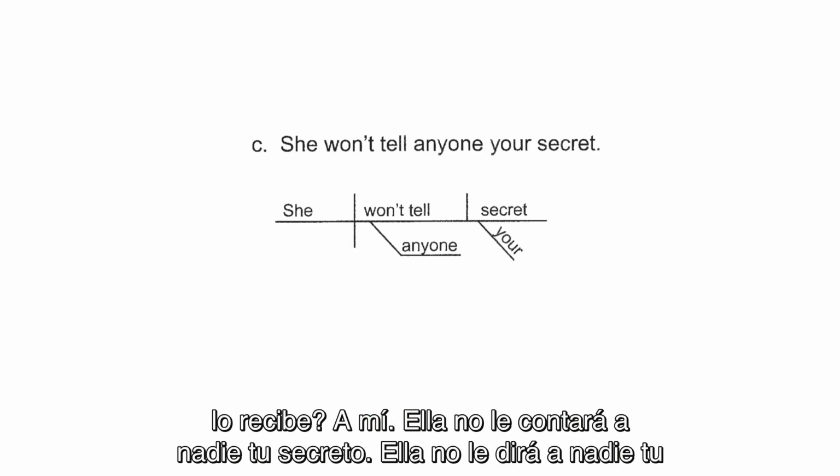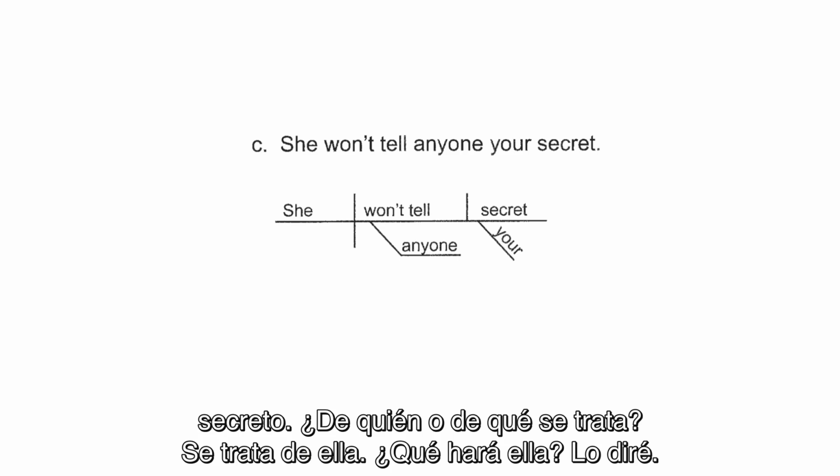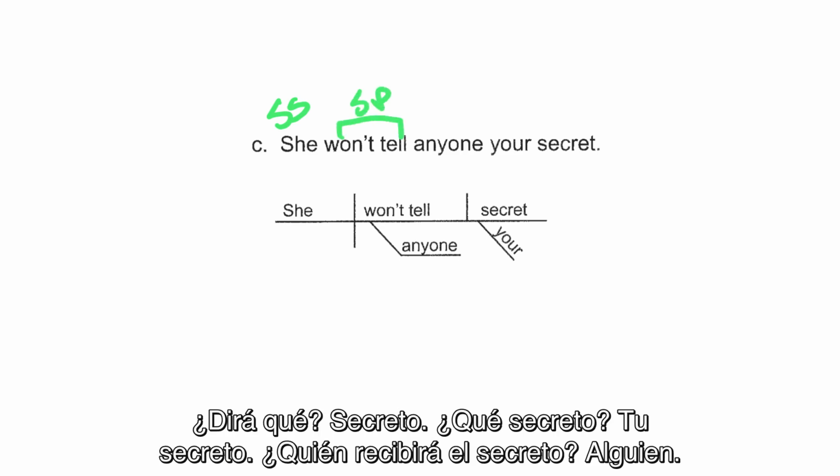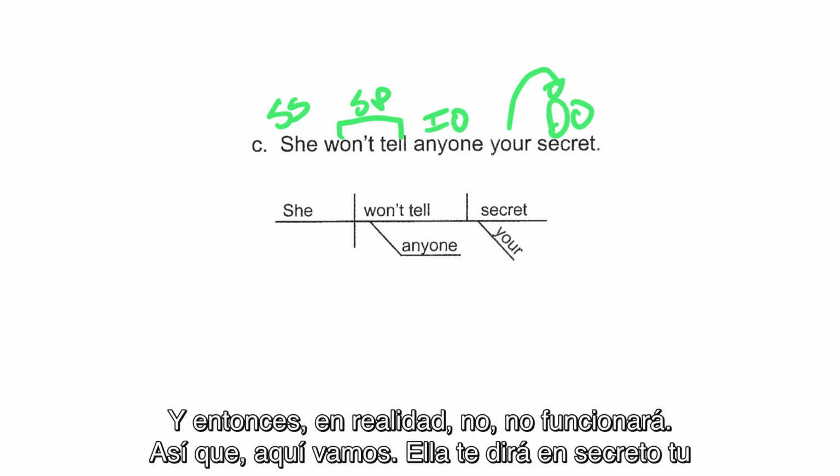She won't tell anyone your secret. Who or what is this about? It's about she. What will she do? Will tell. Will tell what? Secret. Which secret? Your secret. Who will receive the secret? Anyone. And then actually, nope, won't work.